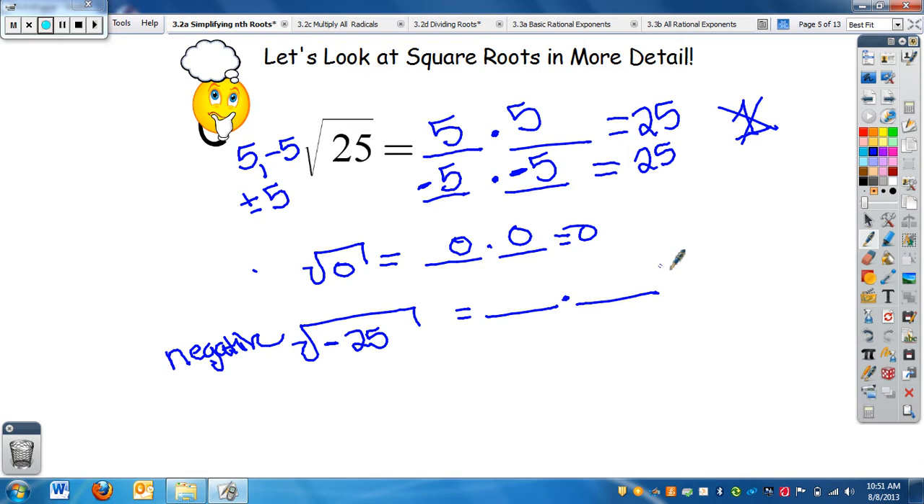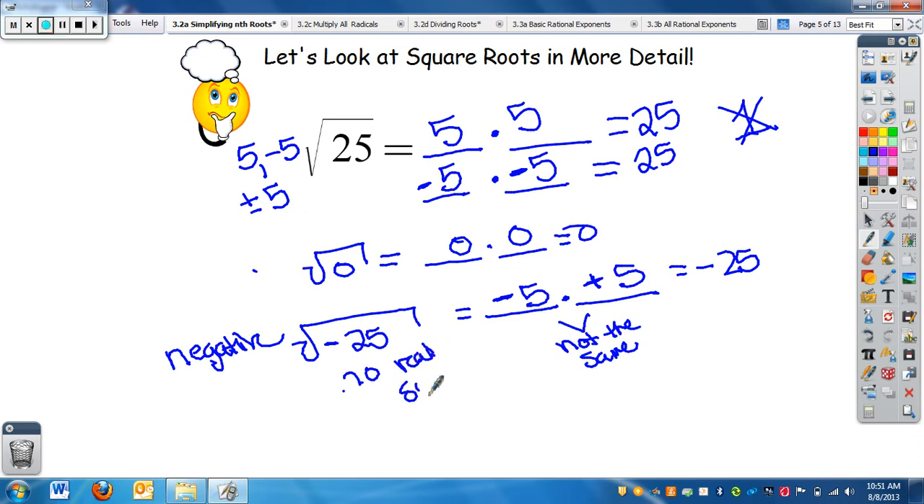You have to think to yourself, what 2 numbers multiply together to be negative 25? And you can be here the rest of your life trying to find this pair, because 5 times 5 is 25, but to get a negative, one has to be negative and the other one has to be positive. These are not the same. So therefore, there is no real solution. You cannot take a square root of a negative number. If you do it, your calculator will give you an error, a math error or domain error, because it's impossible.